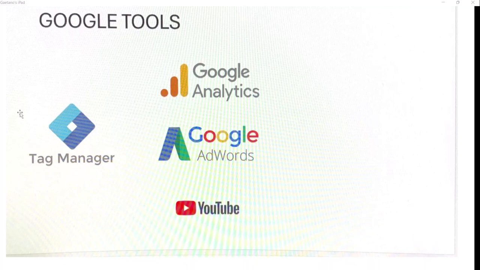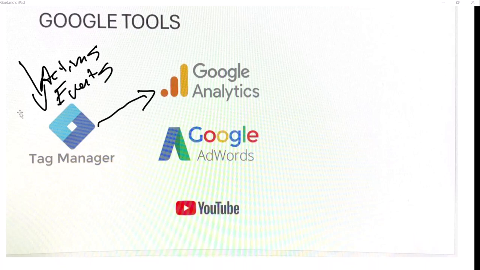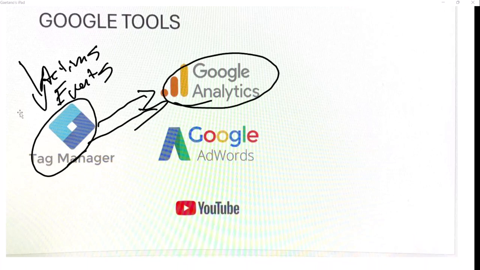So the purpose of Tag Manager is to capture all the action that happens on your website and transmit it over into Google Analytics. So actions, or what Google calls events, happen on your website. They're captured by Google Tag Manager and they're sent to Google Analytics. Once they're in Google Analytics, you can analyze them, hence the analytics, and you can actually take some of those events and send them to Google AdWords as conversions.